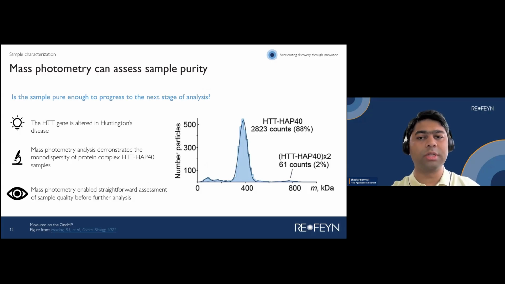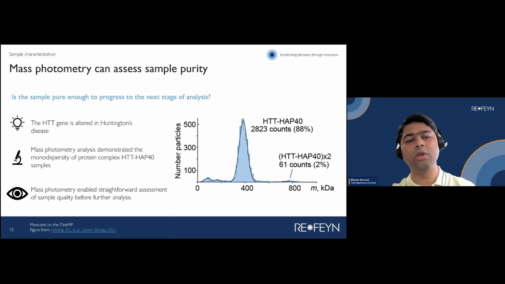Mass photometry was used to check the monodispersity of the HTT-HAP40 complex, HTT being a gene which is altered in Huntington's disease. This study was done prior to further biophysical analysis, and the mass photometry study of this complex confirms that it forms a very stable non-covalent complex. This data was published in the year 2021.